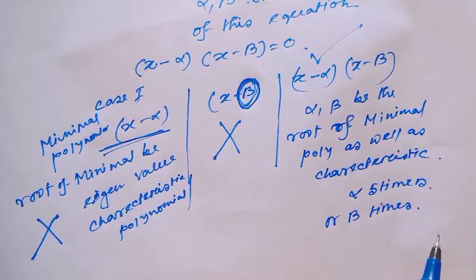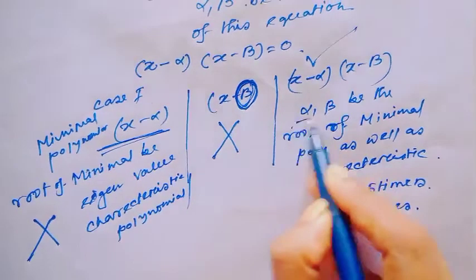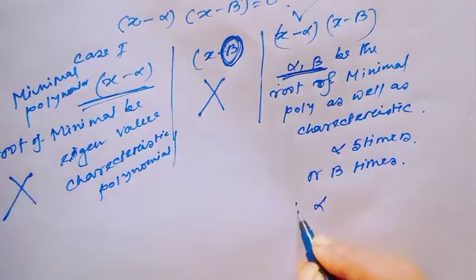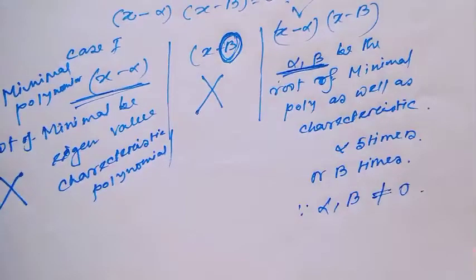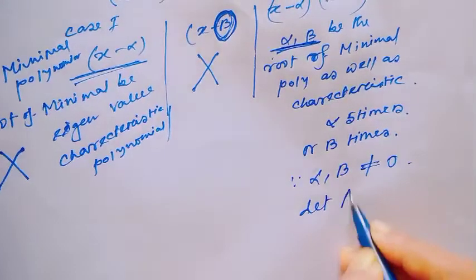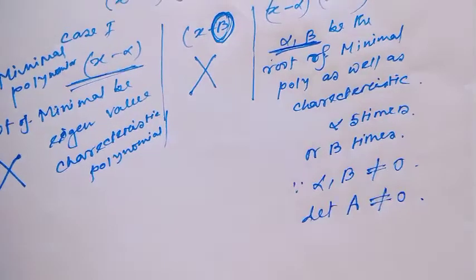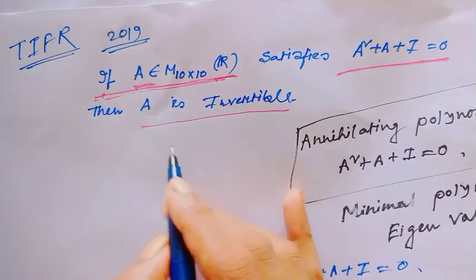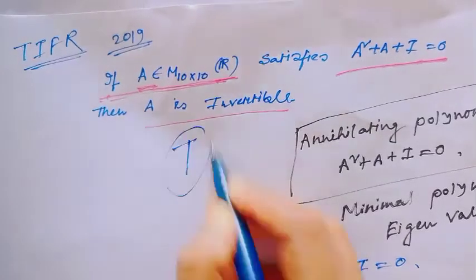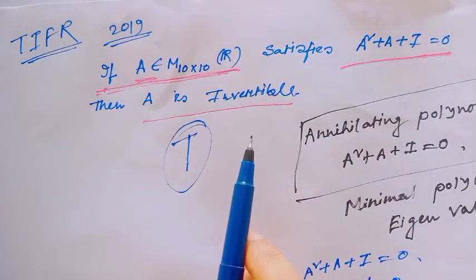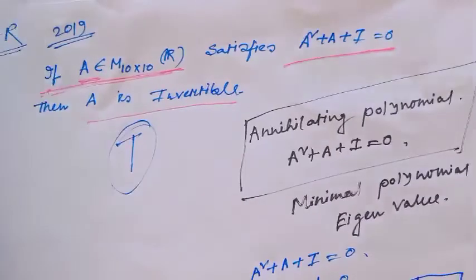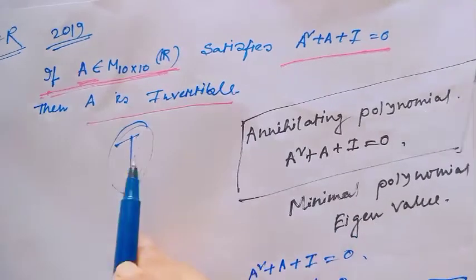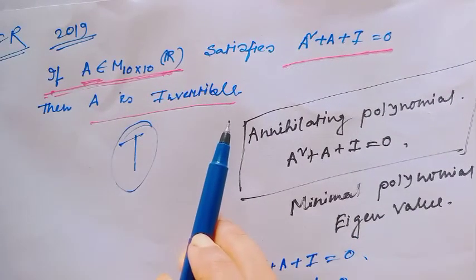How many repetitions are possible? But notice, since alpha and beta are non-zero numbers, the determinant would always be non-zero. So obviously the matrix A is invertible. That means this option is the true option. Getting? How important minimal polynomial, characteristic polynomial and annihilating polynomial are. By the annihilating polynomial and minimal polynomial, we can easily tell this matrix is invertible.